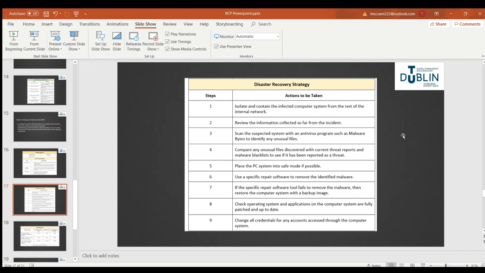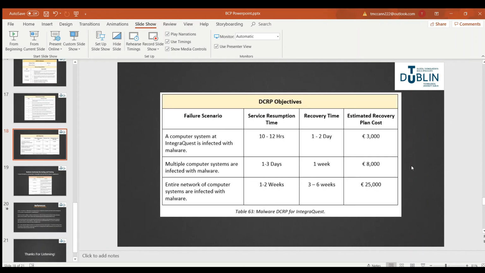Still working with the DCRP for malware, this slide shows a table that contains the actions that should be followed in the event that an instance such as a computer system being infected with malware occurs.